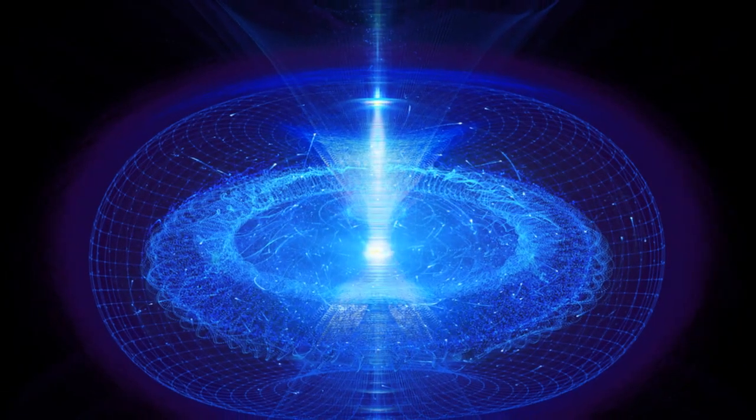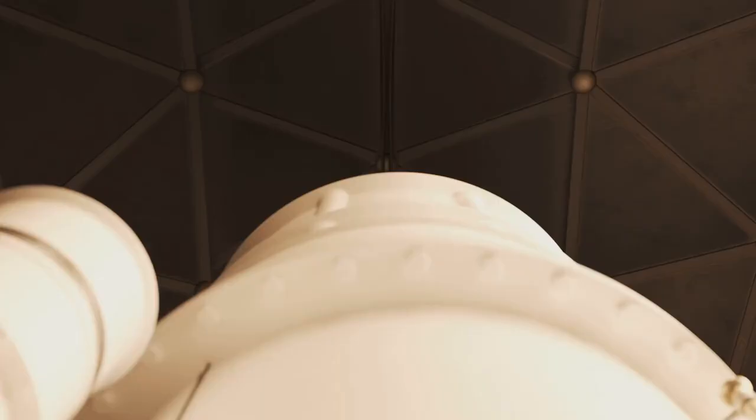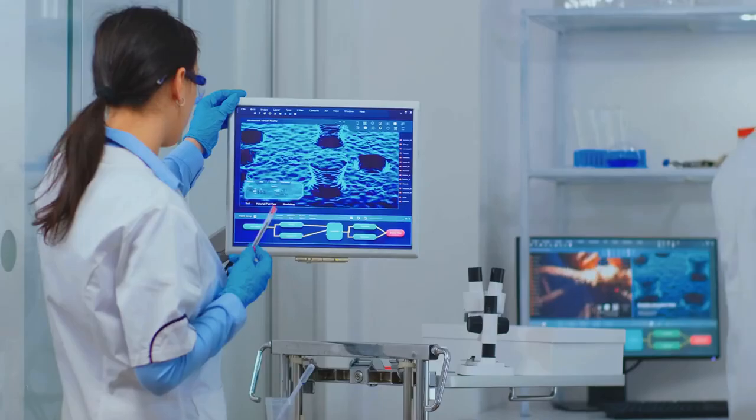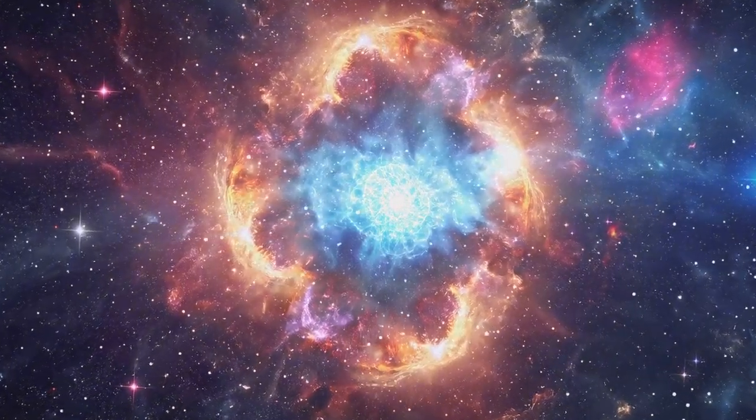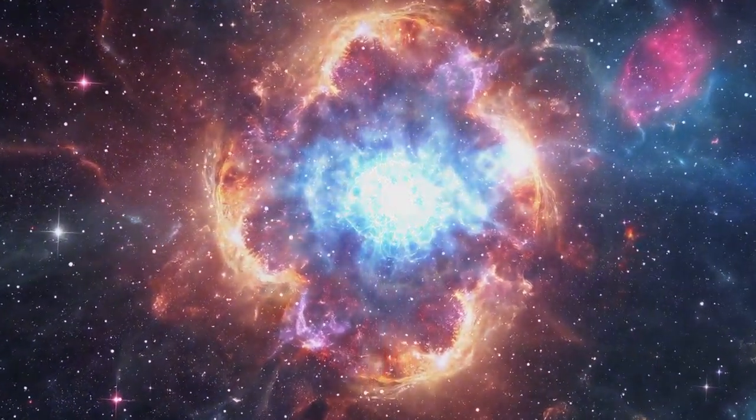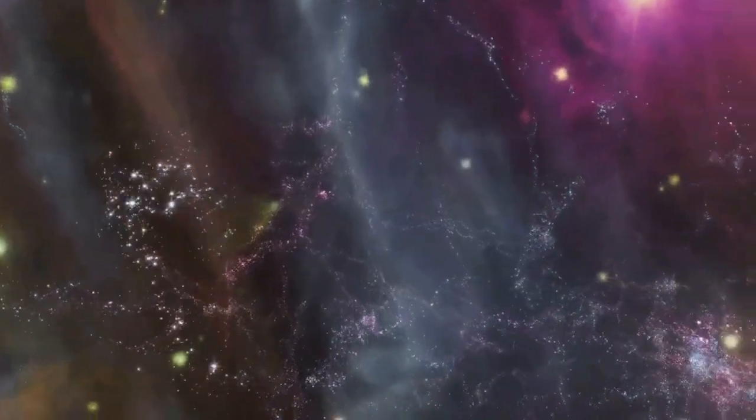GW170817 was observed in both gravitational waves and light. The gravitational wave signal revealed the masses of the neutron stars. The light provided clues about the ejected material. Neutron star mergers are the cosmic factories of heavy elements like gold and platinum. This discovery solved a long-standing puzzle in astrophysics.